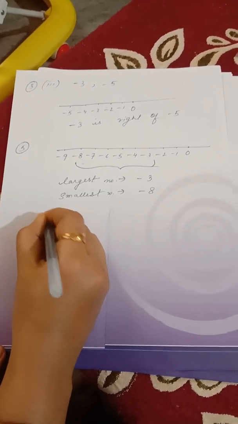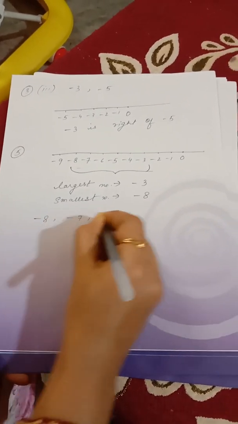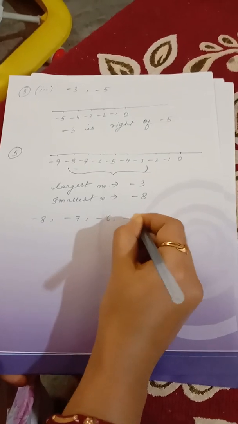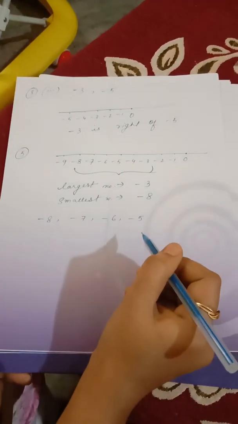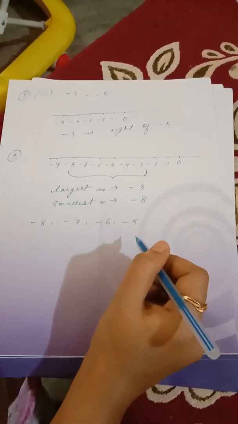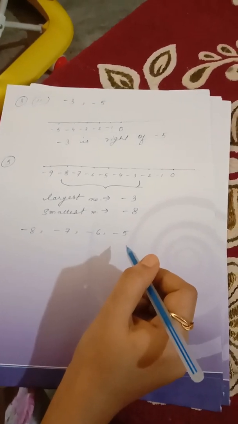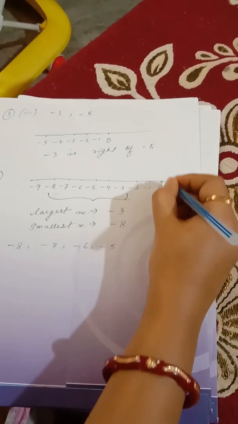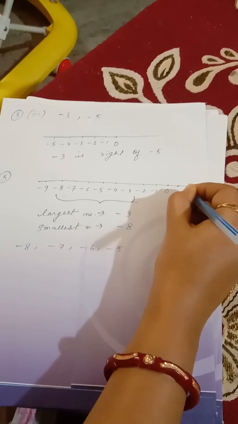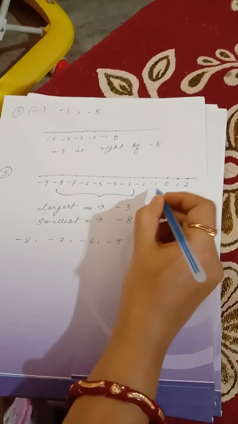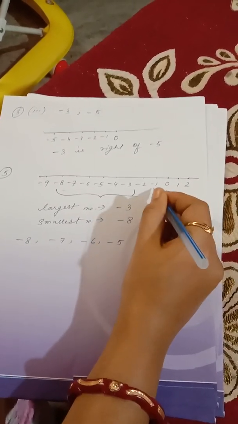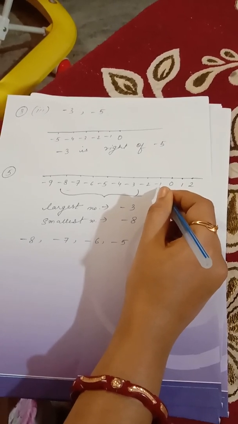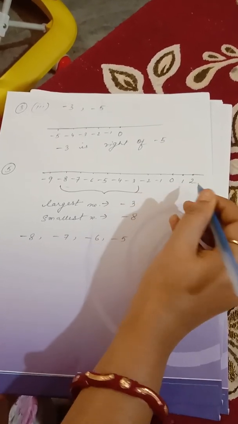These are -8, -7, -6 and -5. You can see from the number line. And next is, write 4 integers before -2. For that, you can see here before -2, the integers are -1, 0, 1 and 2.